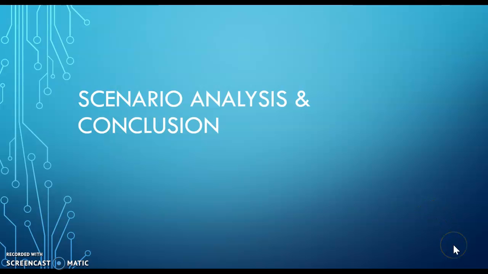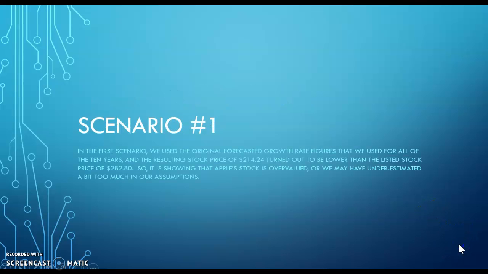We'll start off with scenario number 1. In the first scenario, what was used was the original forecasted growth rate, which figures were used for the 10 years forecast, and this resulted in a stock price of $214.24, which is lower than the listed stock price on Yahoo Finance, which was $282.80, which means that the Apple stock is overvalued.